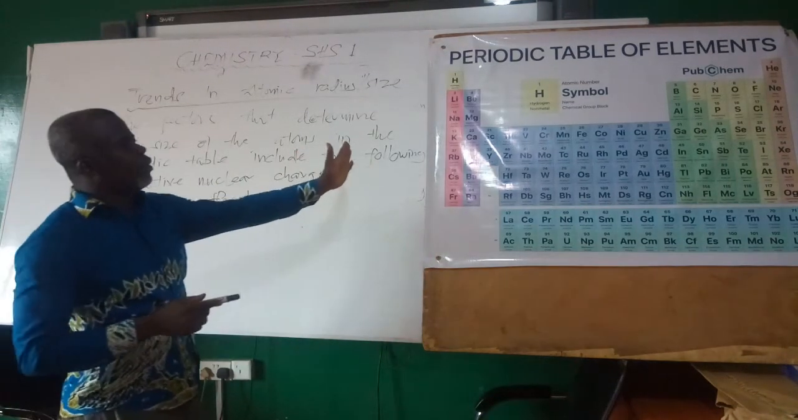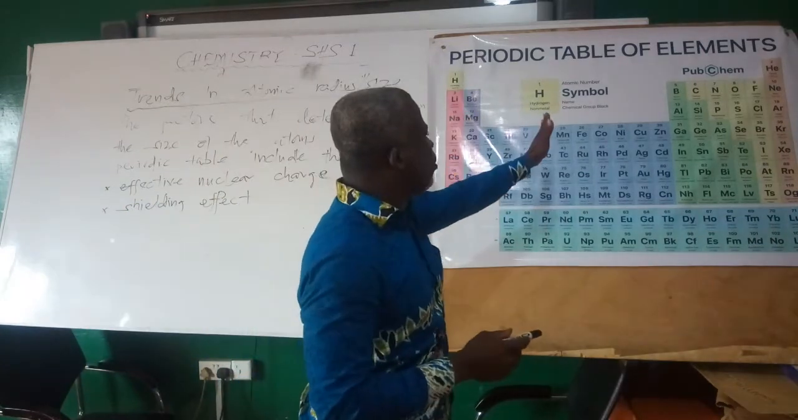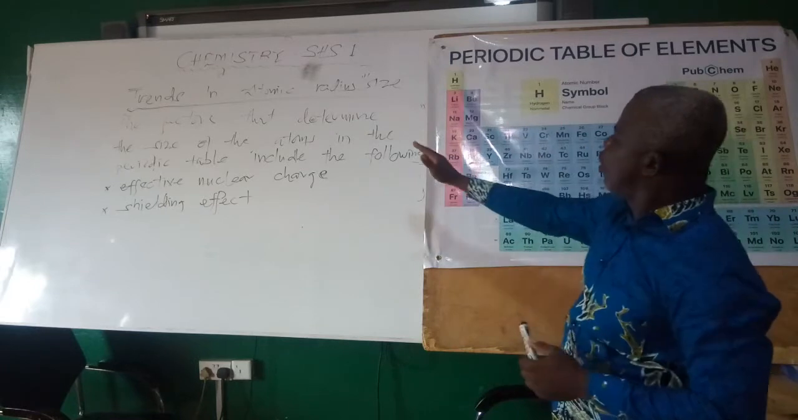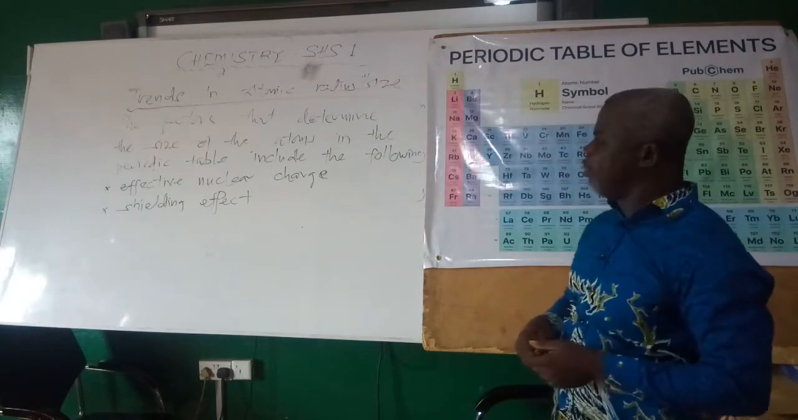So now let's consider the periodic table moving from left to right and see whether the size is going to decrease across a period from left to right or within a group.